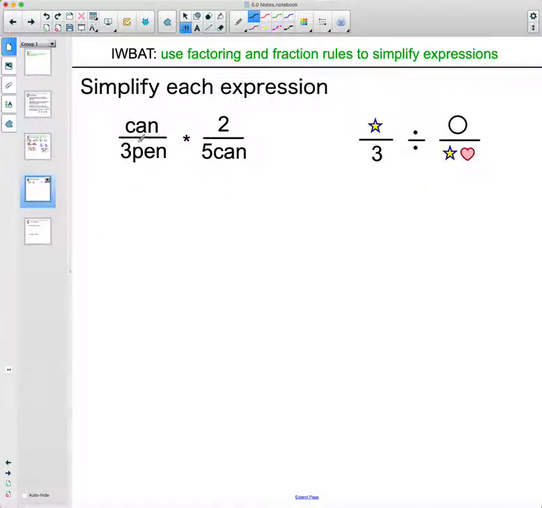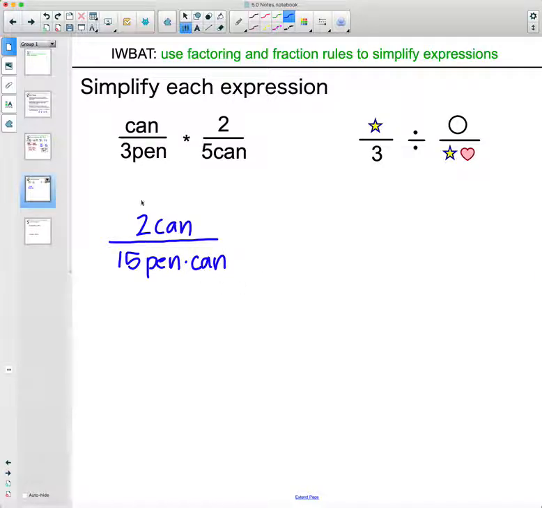Then let's take a look at multiplying. So now again, multiplying fractions, you just multiply the tops times the tops. So we're just going to take can times 2. So that's just going to be 2 can. Then we're going to multiply the bottoms. So 3 times 5, which is 15. And then pen times can, which are not the same terms. So we're just going to write them down next to each other.